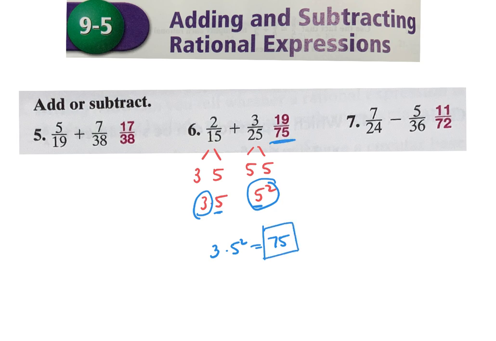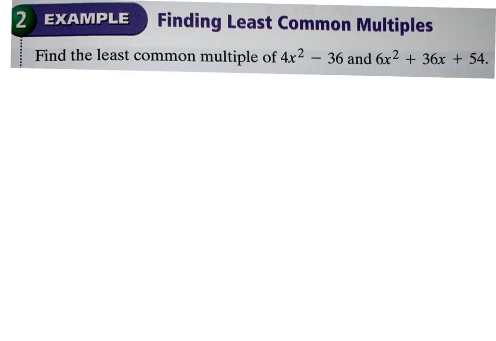You're just taking the factors and using one of every factor. And if a factor is repeated, you have to use the highest exponent of that factor. That's how you find common denominators, or least common multiples. And so we take that concept and we move it to finding least common multiples of polynomials. So look at page 505, example 2. Find the least common multiple of 4x squared minus 36 and 6x squared plus 36x plus 54.